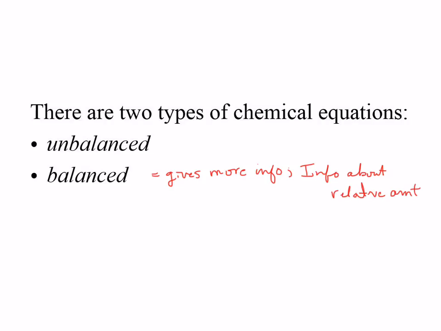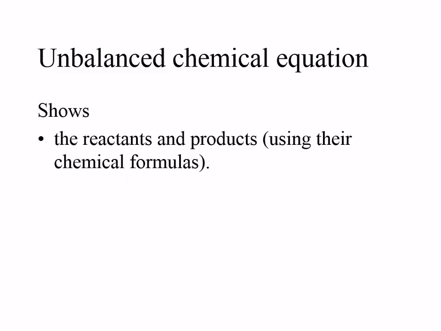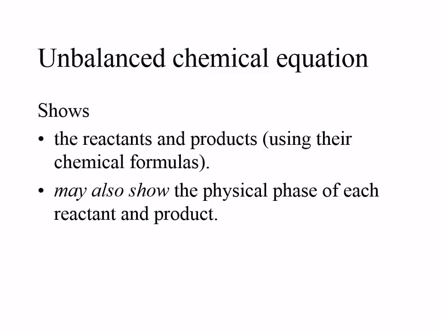But I want to start with the unbalanced equation. An unbalanced equation will show what you're starting with, that's your reactants, and then the reaction arrow, and on the right of the reaction arrow is what you end with. And we call what you end with products. Read them from left to right. Reaction arrow separates the reactants and the products.